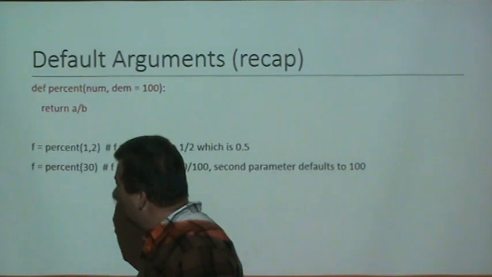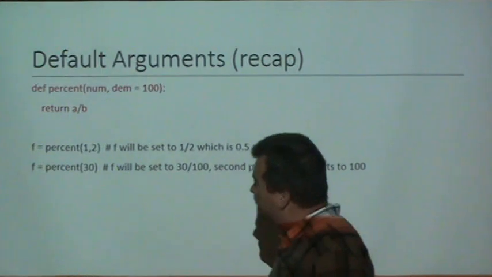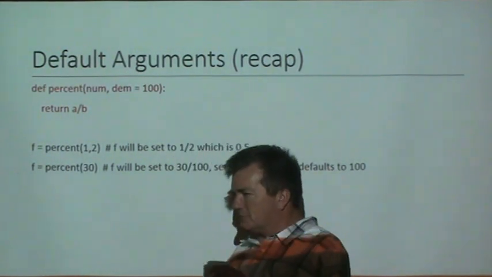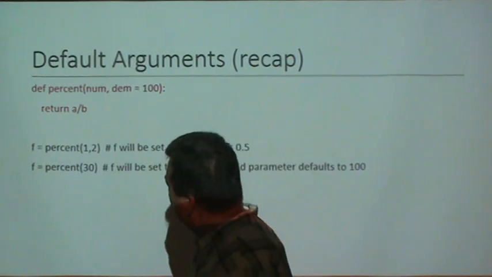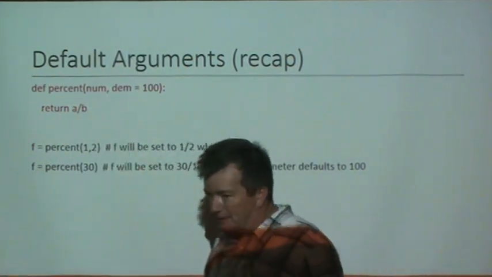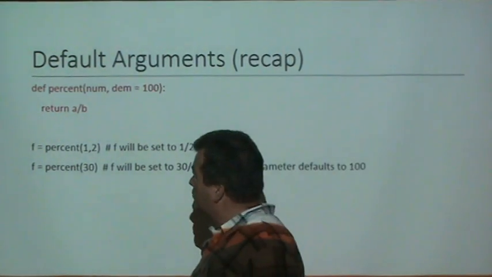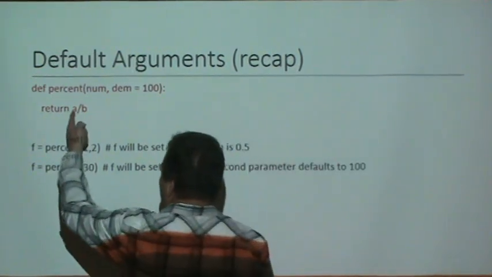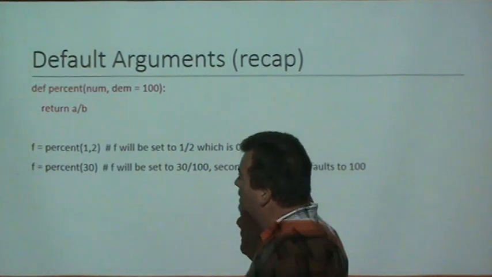Okay. Now here's something called default parameters. This is popular in just about every language. Java, C++ has this. Suppose I have parameters like a numerator and a denominator, and I want to calculate a percent. What percent is the numerator from the denominator? All right, so I'm going to just divide the numerator by the denominator and send the result back, right?